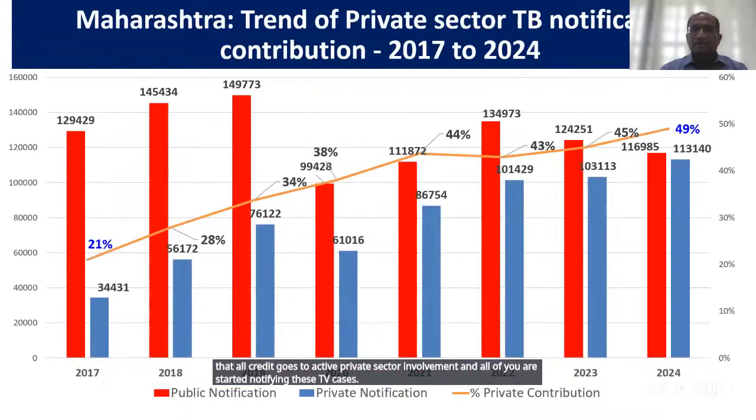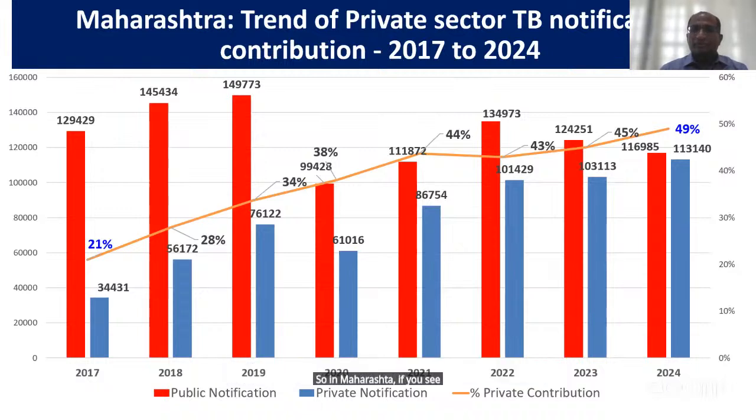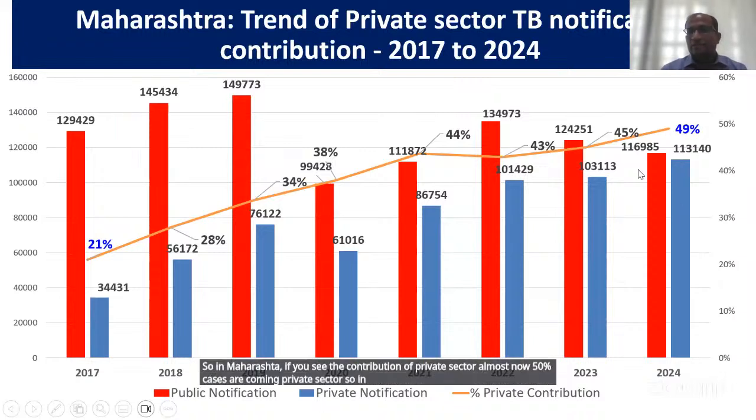In Maharashtra, if you see the contribution of the private sector, almost 50% of cases are now coming from the private sector. In 2024, public sector notification was almost 1,16,000 and private sector was 1,13,000. So the private sector is contributing almost 50%. This was the overall total data.